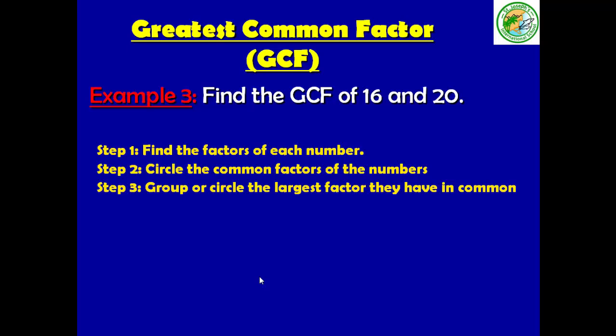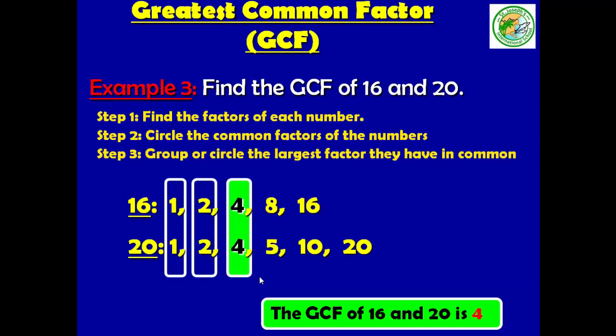Another exercise. Find the GCF of 16 and 20. Let's make step 1, which is finding the factors of 16 and 20. 16 equals 1 times 16, 2 times 8, and 4 times 4. And we can't write 4 two times, okay? We write 4 without repetition. And the factors of 20: 1 times 20, 2 times 10, 4 times 5.